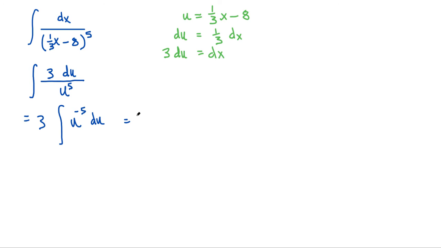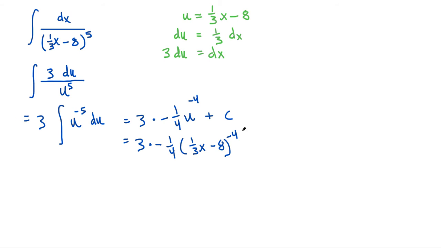And now I can just write that thinking about my power rule. That's going to be 3 times -1/4 u to the -4th plus c. Let's put that in at this stage, why not? And so now let's substitute back in this 1/3 x minus 8. So 3 times -1/4 of 1/3 x minus 8 to the -4 plus c. And we'll just clean that up just a little bit to make that -3/4 times the quantity 1/3 x minus 8 to the -4 plus c.